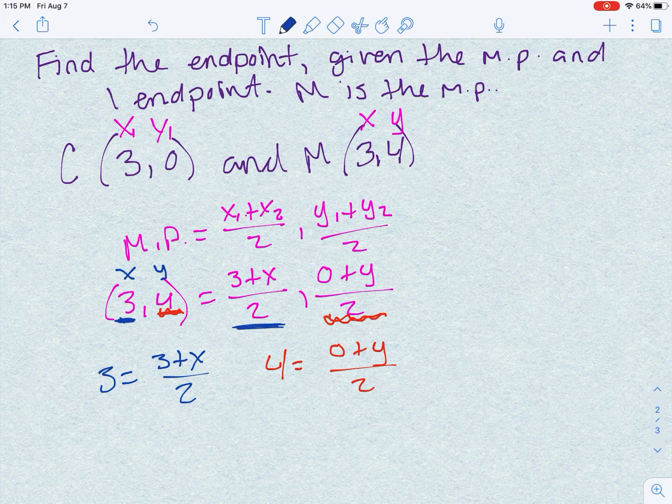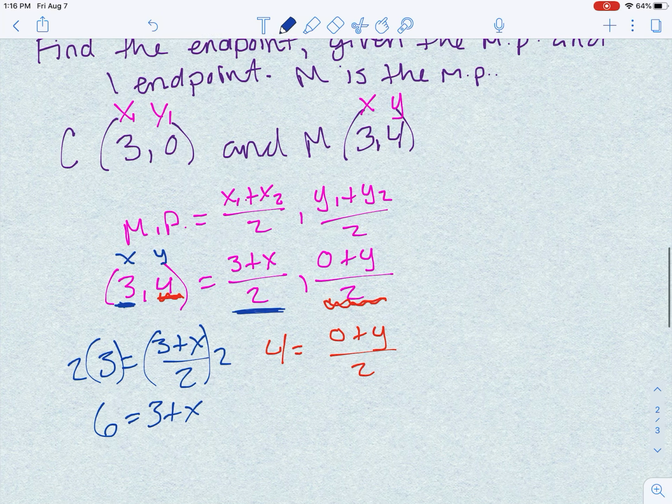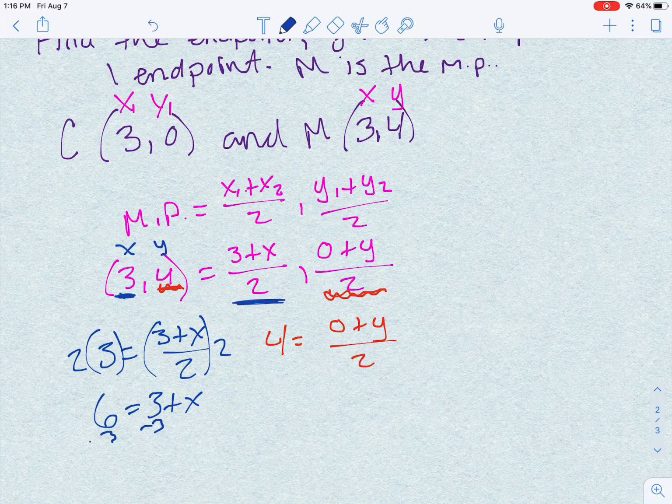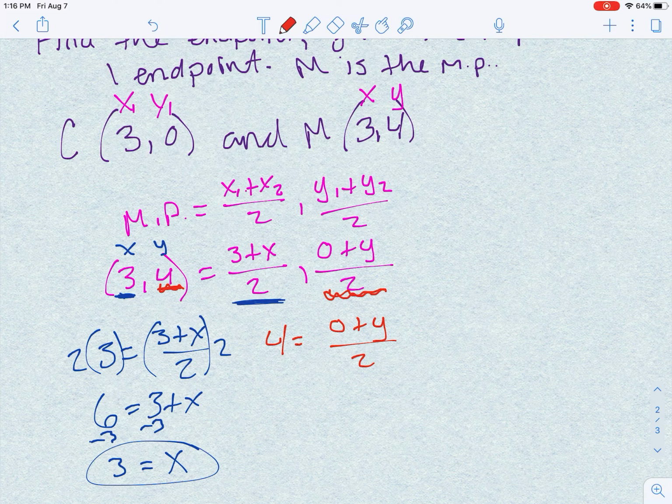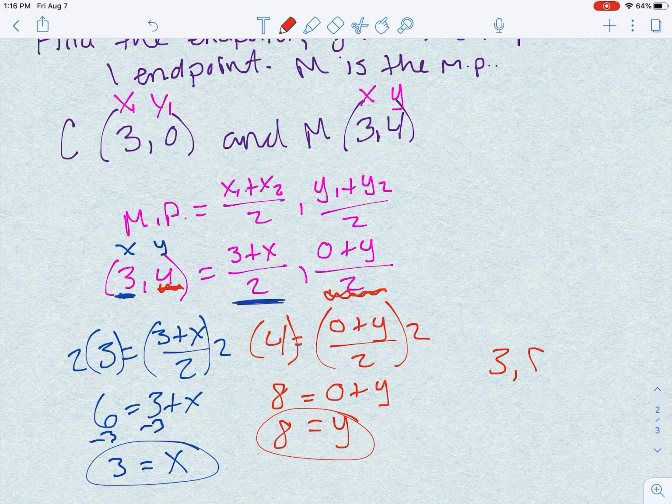So to solve this one, 3 plus X is being divided by 2. So I'm going to multiply both sides by 2 to get 6 equals 3 plus X. And then I'm going to subtract 3 from each side to get X equals 3. So there's my X value. Now we're going to do the same thing for the Y. So since 0 plus Y is being divided by 2, I'm going to multiply by 2 to get 8 equals 0 plus Y. But what's 0 plus Y? 0 plus anything is that anything, so we just have Y equals 8. So my X is 3, my Y is 8, and there's your endpoint.